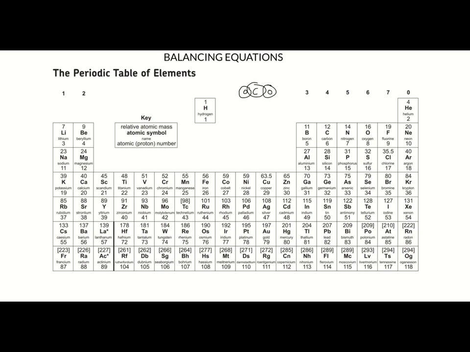So the way this formula should be written, as I'm sure you already know, is C, because we've got one of it, we don't write a number after it, O, and then we write a 2 after the O, which tells us that we have two atoms of the element oxygen. Notice how it's written small and down low.